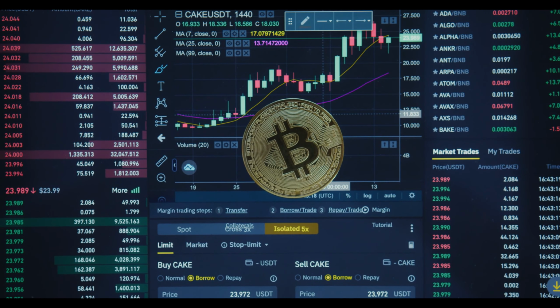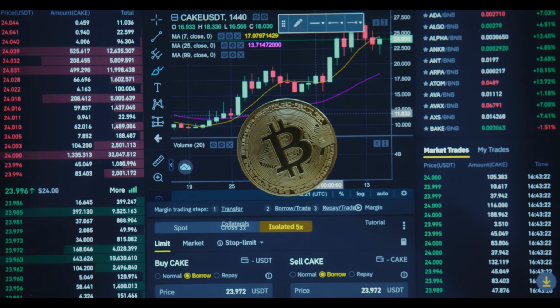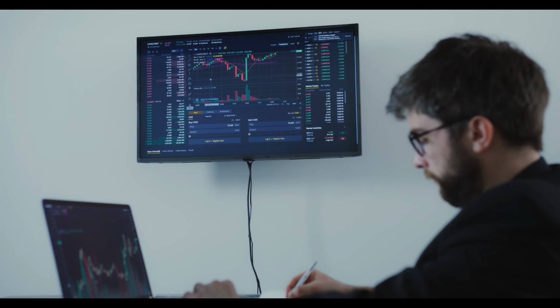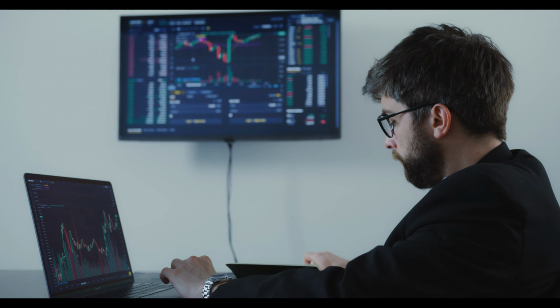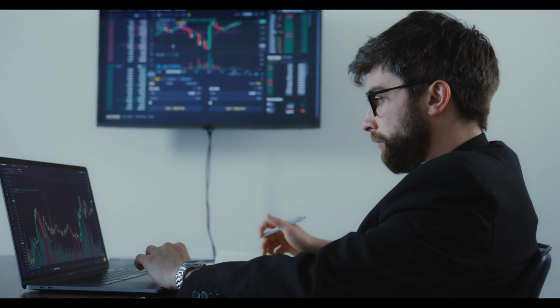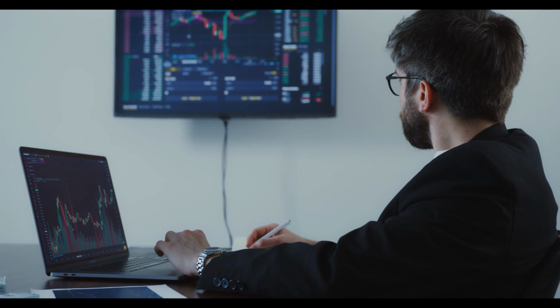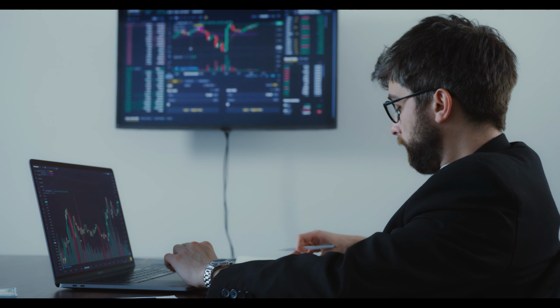There are several benefits of using the KuCoin grid trading bots, which include automation. The bot does the work for you, so you don't have to constantly monitor the market. Consistency. The bot follows a predefined strategy, so you know exactly what it's going to do in any given market condition. Risk management. You can set stop loss orders to limit your potential losses.